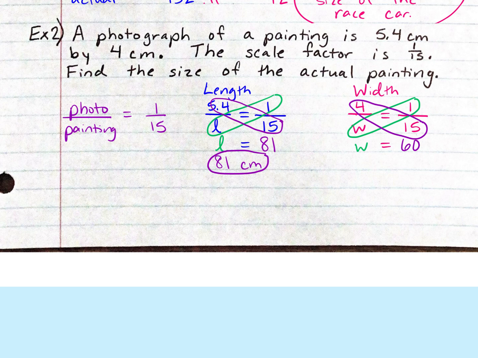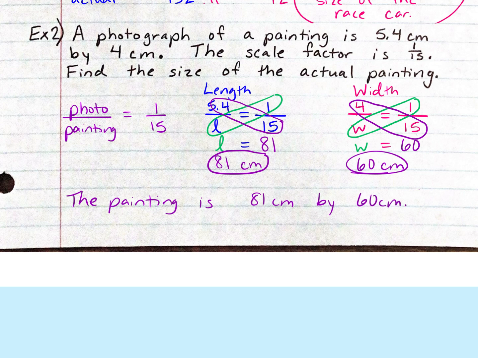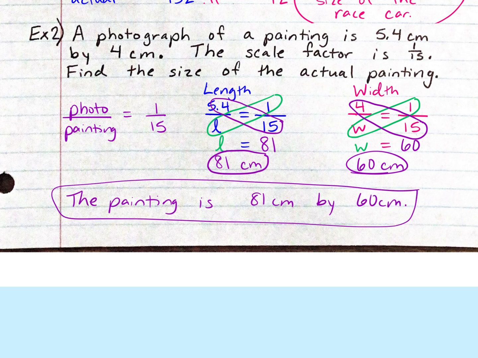And so we've got the length by itself, we've got the width by itself. The width is 60 centimeters. So to answer the question, the painting, we're just looking for the size of it, is 81 centimeters by 60 centimeters. And we have answered our question.